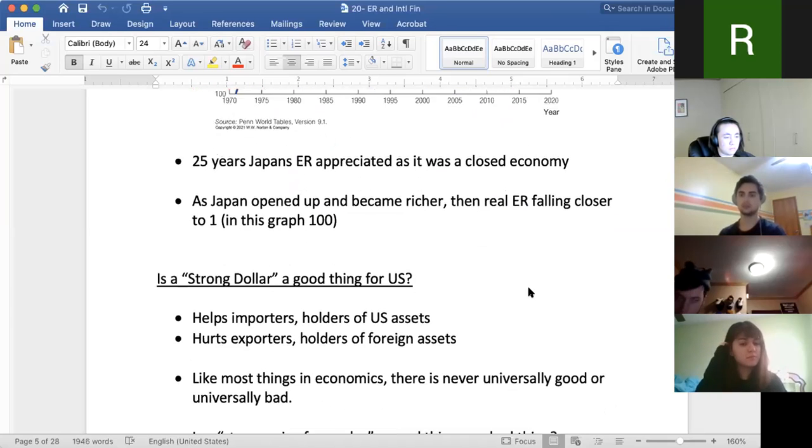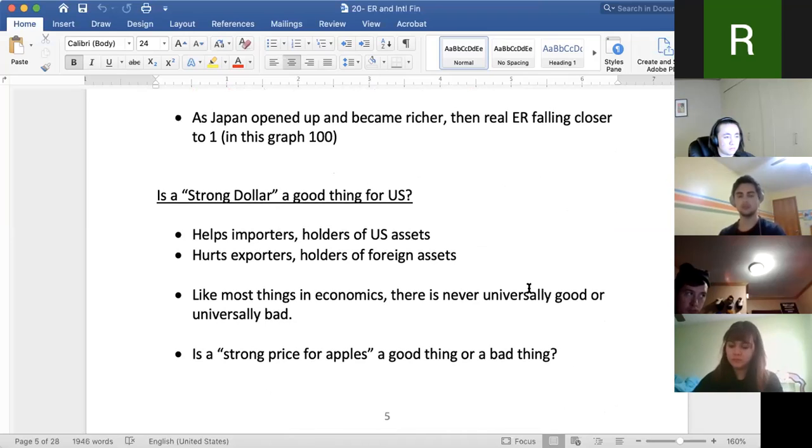Just kind of as an aside here, maybe I should have mentioned this a little bit before, but is a strong dollar, meaning an appreciating dollar, a good thing for the US? And the answer is, not necessarily. Just like a weak dollar is not a good thing for the US.